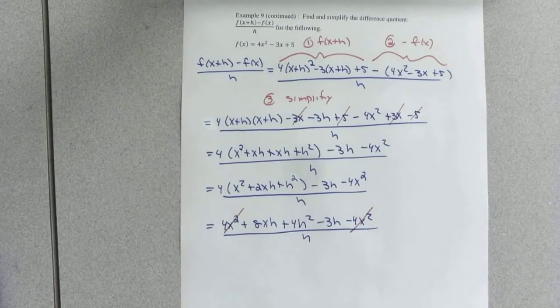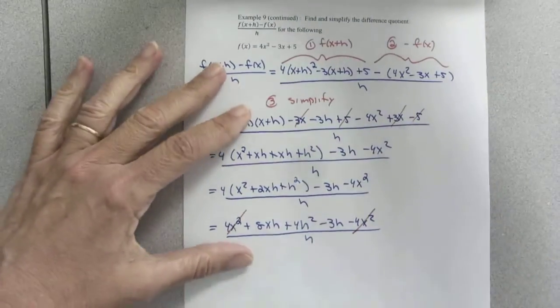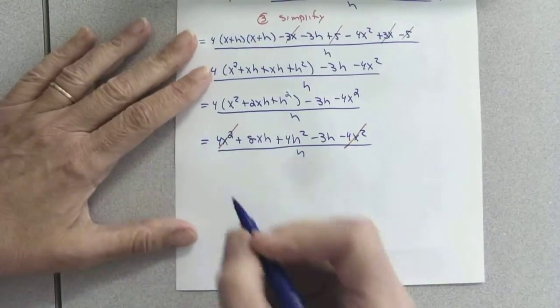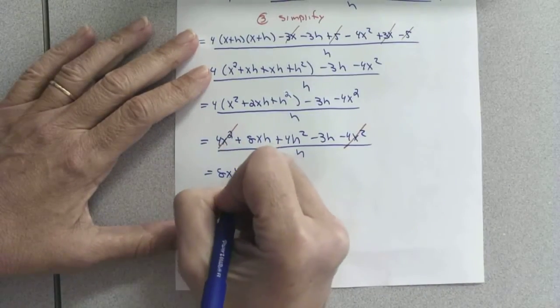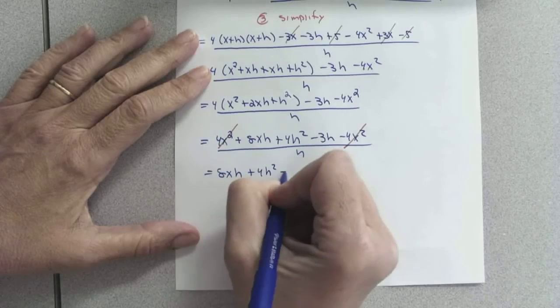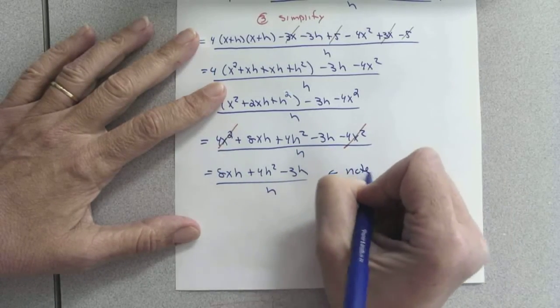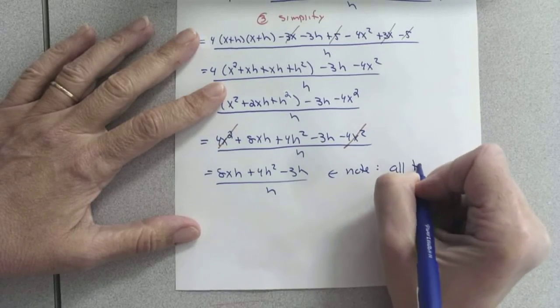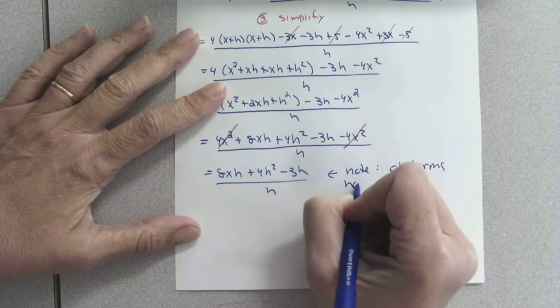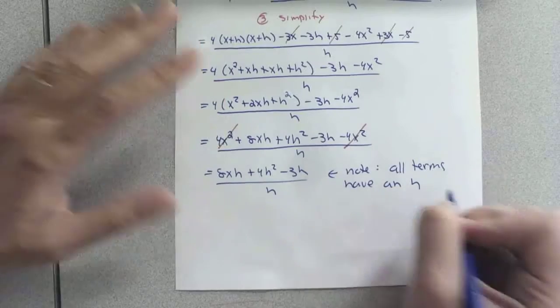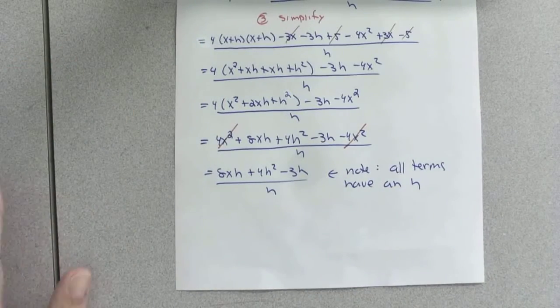The 4x squareds can cancel. And so we're down to 8xh plus 4h squared minus 3h all over h. And note, all terms have an h. And that's what you want. You want everybody to have an h.